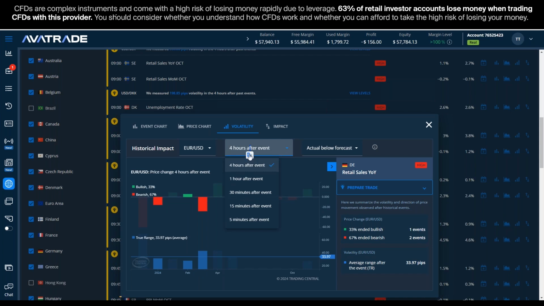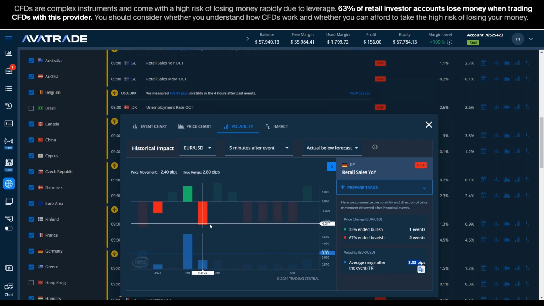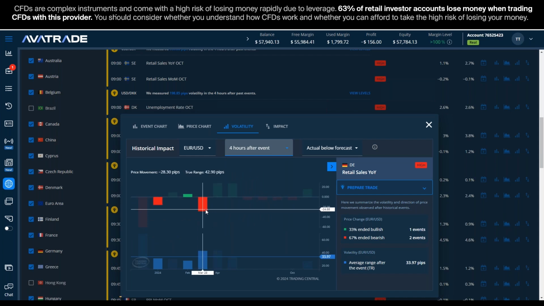And again, you can check what happened in a shorter period of time. In the first 5 minutes, we're looking at only 3 pips movement approximately. Here's 2 pips here, and here's about 1 pip, and one of them went up. So 1 or 2 pips movement up or down in the first 5 minutes. And after 4 hours, 25 to 30 pips drop on 2 out of 3.